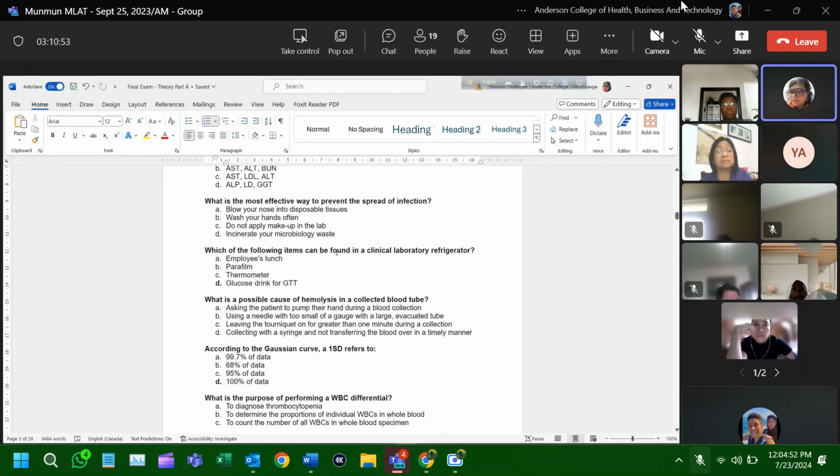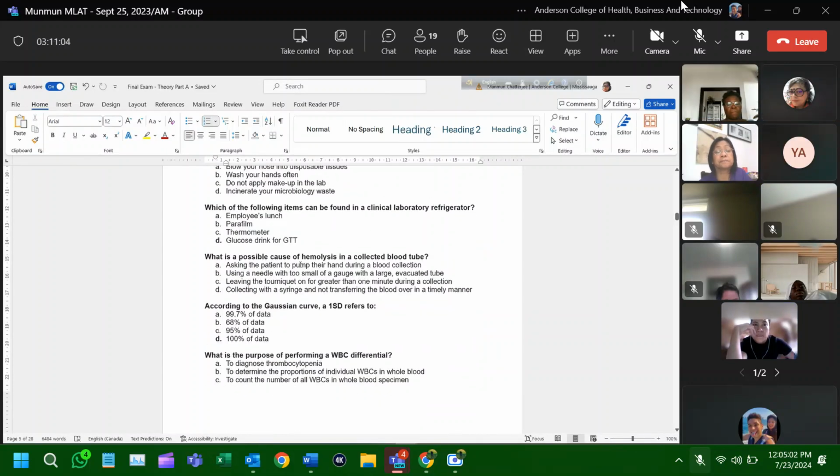What is the most effective way to prevent the spread of infection? B, wash your hands. Wash your hands often. Which of the following items can be found in a clinical laboratory refrigerator? Employees' lunch, parafilm, thermometer, glucose drink for GTT. I think D, the glucose drink. Letter D.